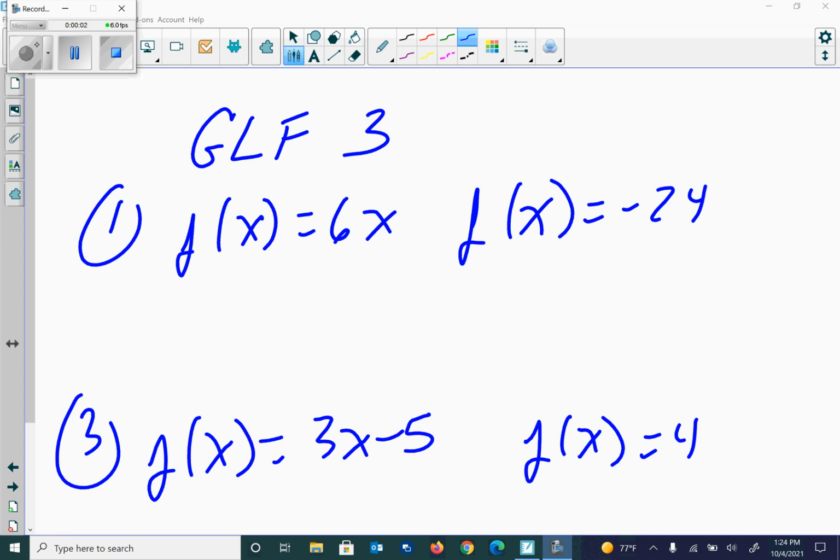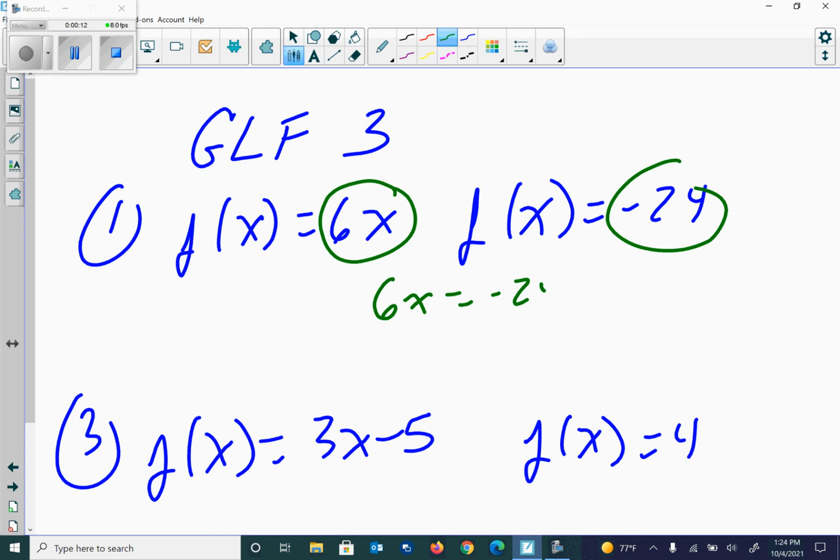Hi guys, this is GLF number 3, odd answers. So the first couple problems, we want to find the values that are true. Being that these are both equal to f at x, I'm going to set them equal to each other like this. Divide each side by 6, so x is equal to -4.